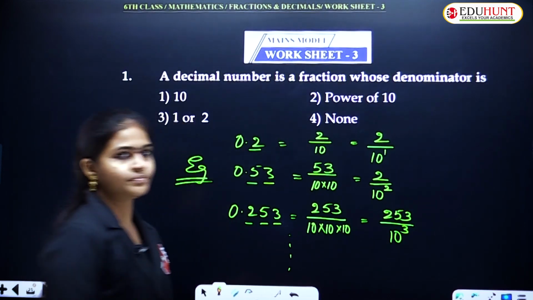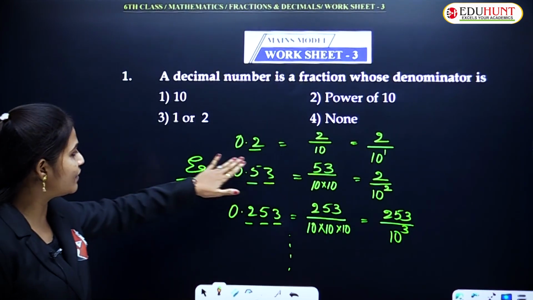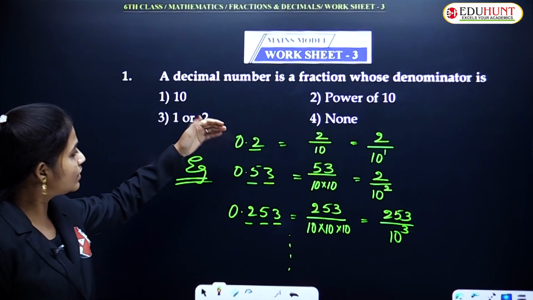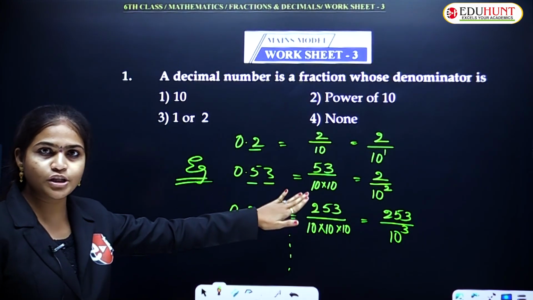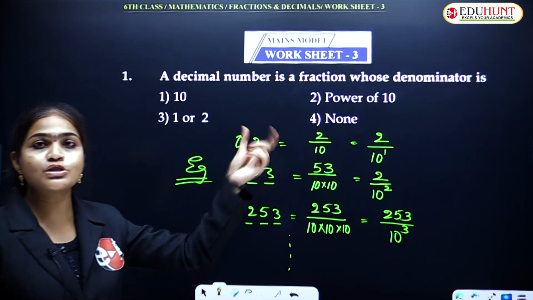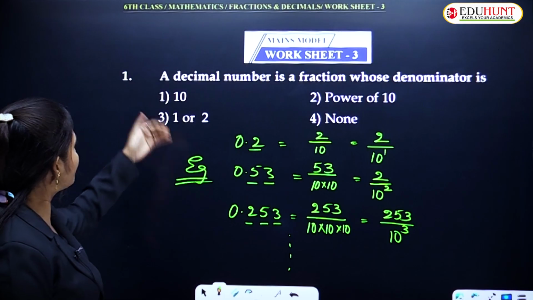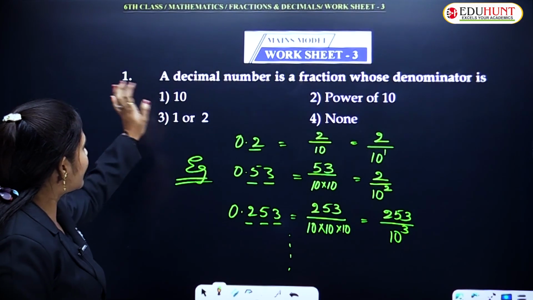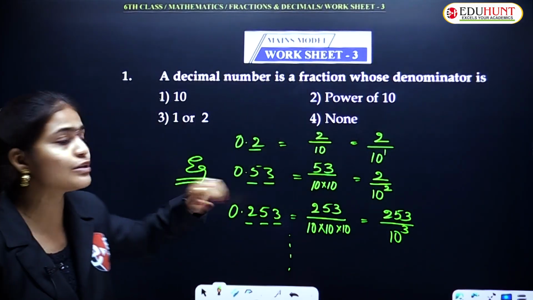Understand? And so on. These all are fractions we can convert into decimals, right? So any decimal number we can convert into fraction form, and then the denominator must be 10 or powers of 10. So which option is correct here? 10 is correct, and in the same way powers of 10 is also correct.